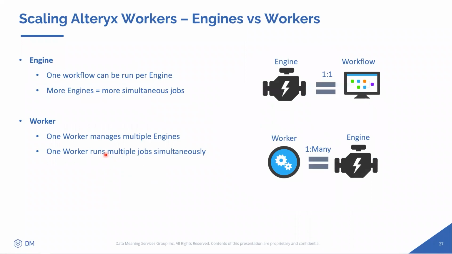And when we talk about workers, we talked very briefly about the engines as well. But the rule of thumb there is that one workflow can be run per engine. So it's a one-to-one relationship there. One workflow is running on one engine. The more engines you have, the more simultaneous jobs you have also.